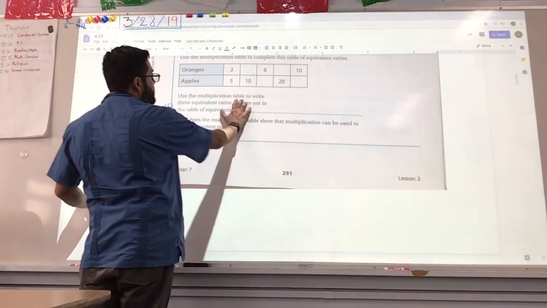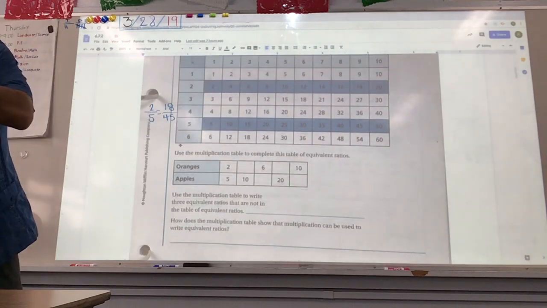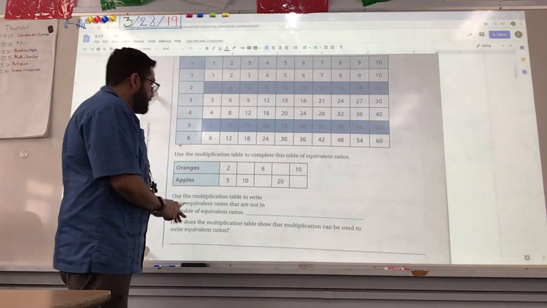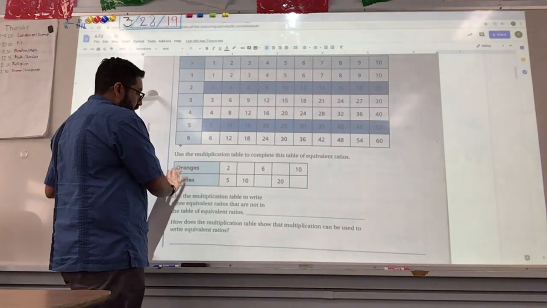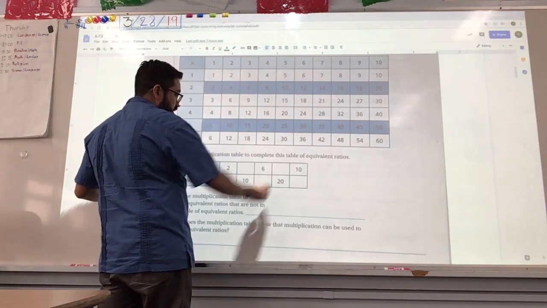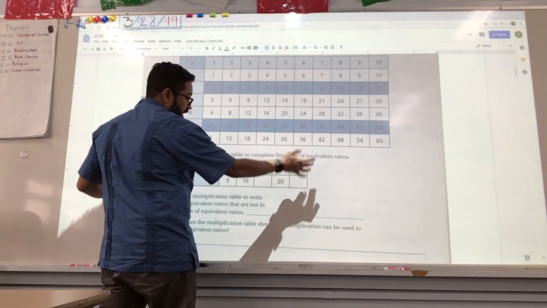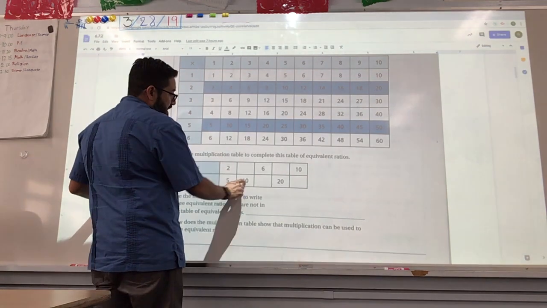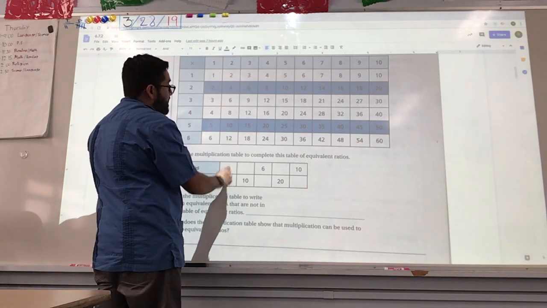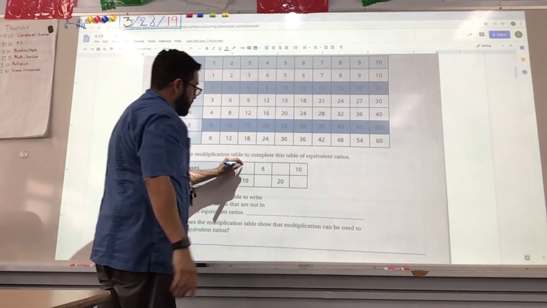Okay, we're going to use the multiplication table to complete this chart of equivalent ratios. So I'm going to have this up right here. 2/5. These are oranges to apples here. We have blank, 6, blank, 10 for oranges, and 5, 10, blank, 20, blank for apples. Now to get 5 to 10, it's in the 2 column here. So we need to look in the 2 column at our 2 value, and it's 4, so 4 is going to go right here.